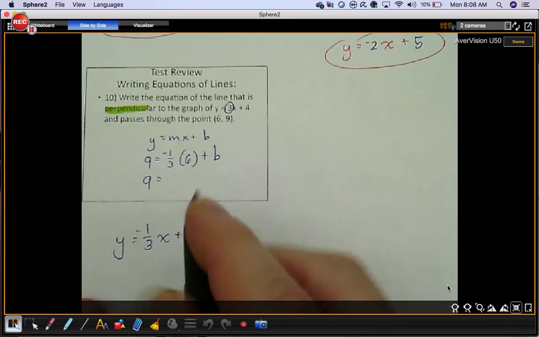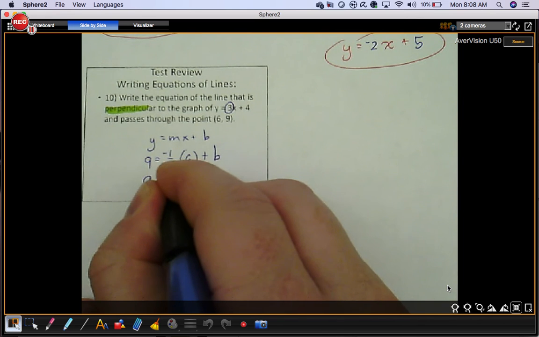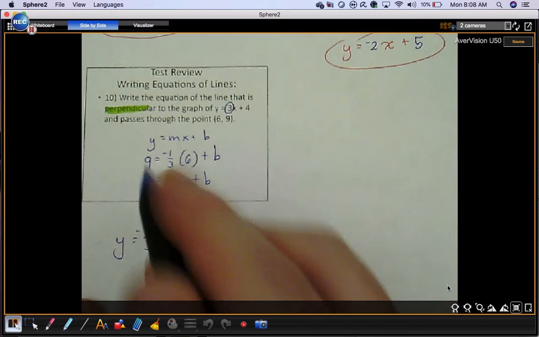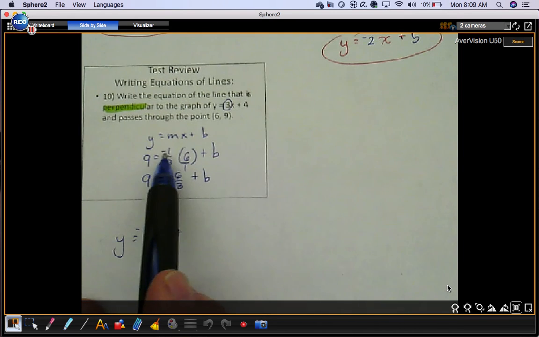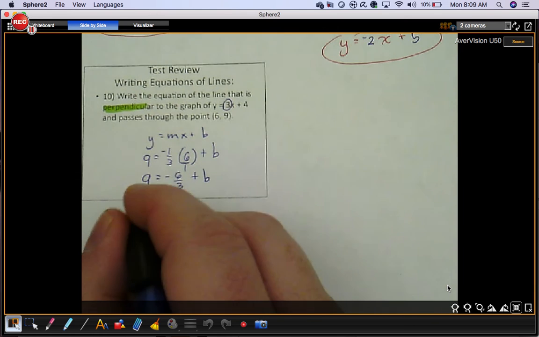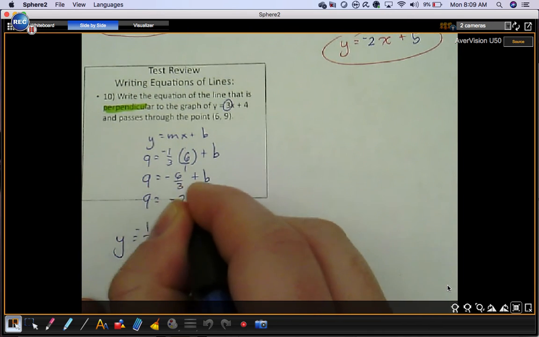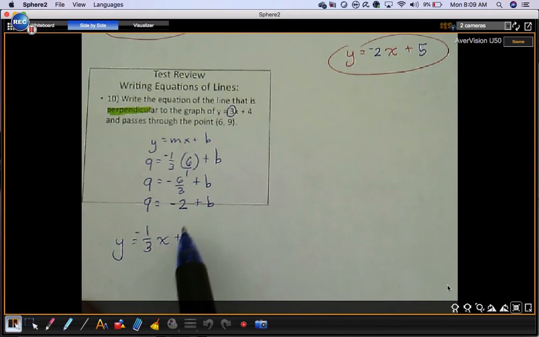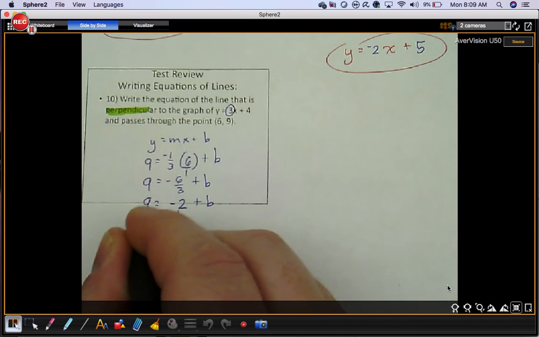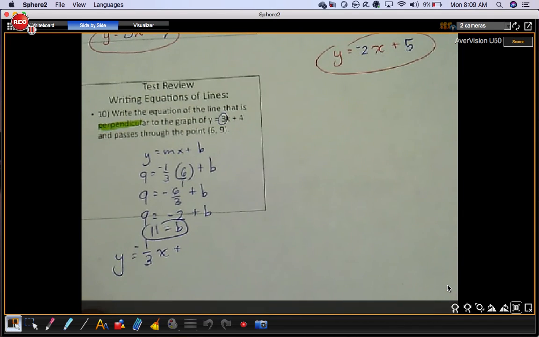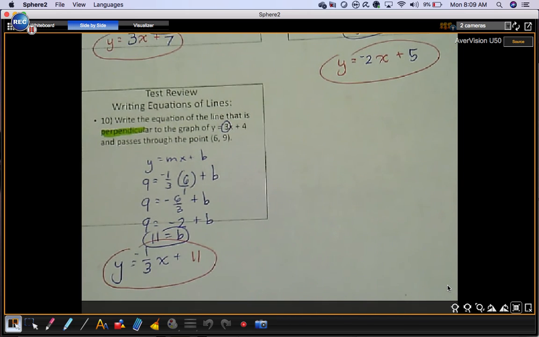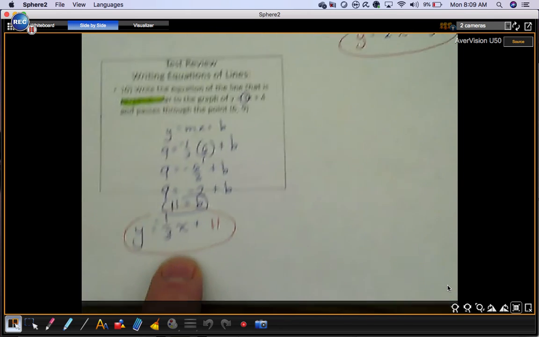Negative 1/3 times 6 is going to be negative 6/3. I'll just write it like that and I'll simplify. When you multiply fractions, you multiply straight across. So 1 times 6, 3 times 1. Now, that's a negative. 6 divided by 3 is 2. Add 2 to both sides. That's your answer.